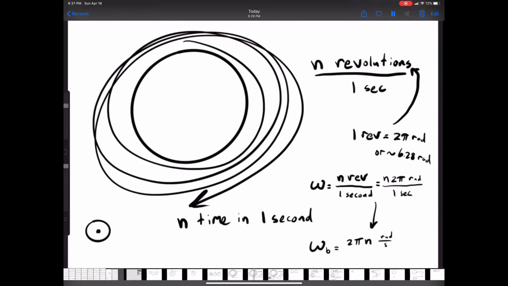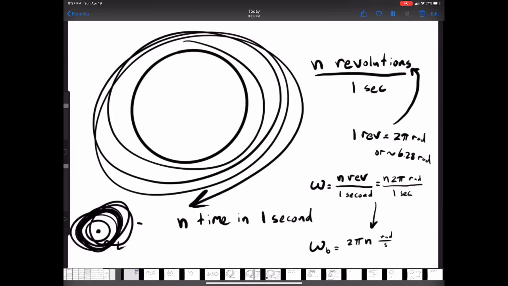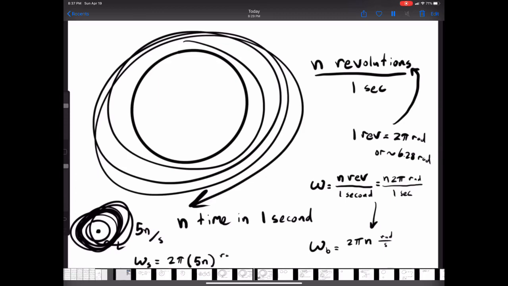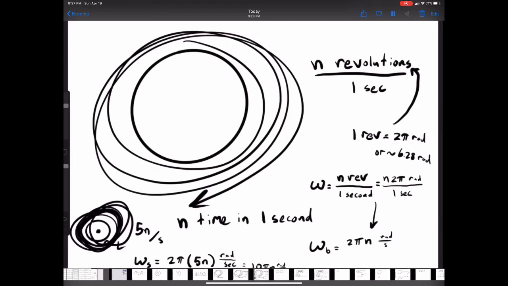And if we look at our little skate wheel, this goes 5n revolutions per second. So it's 5 times as many revolutions. So the angular frequency of our little skate wheel is going to be 2 pi times 5n radians per second, or 10 pi n radians per second.